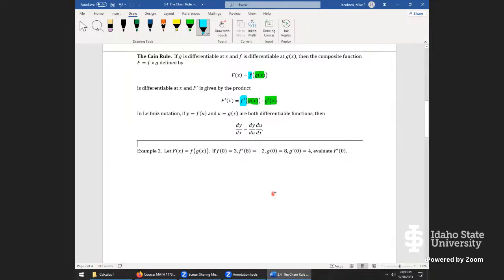So here's a function, f of x equals f of g of x. We also have information about that function. And our whole goal is to evaluate f prime at 0. It's another strange question, just like the car, bike, and foot question we just looked at, because we have no clue what f and g are as functions.